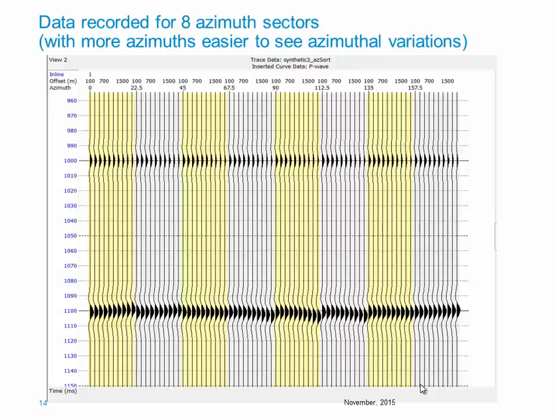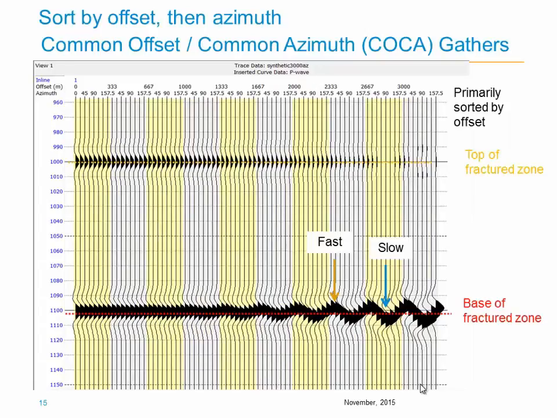Now, when we look at travel times, it's often better to change the sort order. And when we do this, we have constant offsets, and then the azimuth varies. And this is what we call a constant offset common azimuth gather. And when we do this, what you'll see is that at the base of the fractured layer, you're going to have azimuthal variations which appear sinusoidal and grow as you get out to larger and larger offsets.